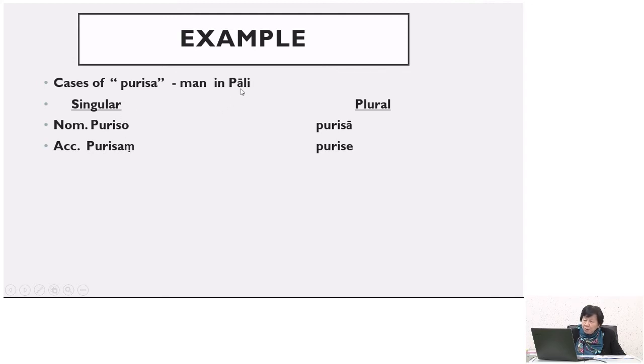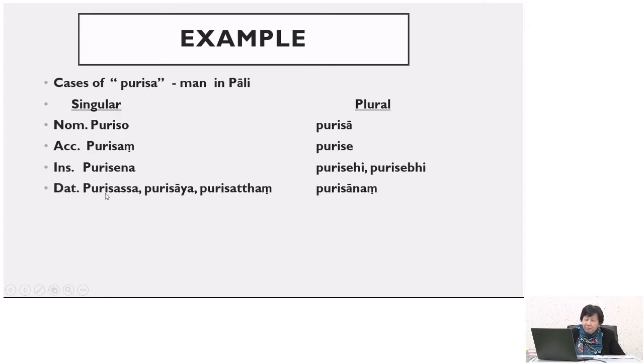The one who knows Pali will understand that this is Purisa plus something, Purisa plus something. But if you don't understand the language, you probably get the wrong answer, okay? In the third case of Pali, instrumental, you have to use this form for singular, Purisena, and you have to use this form for plural, Purisehi or Purisepi, okay?